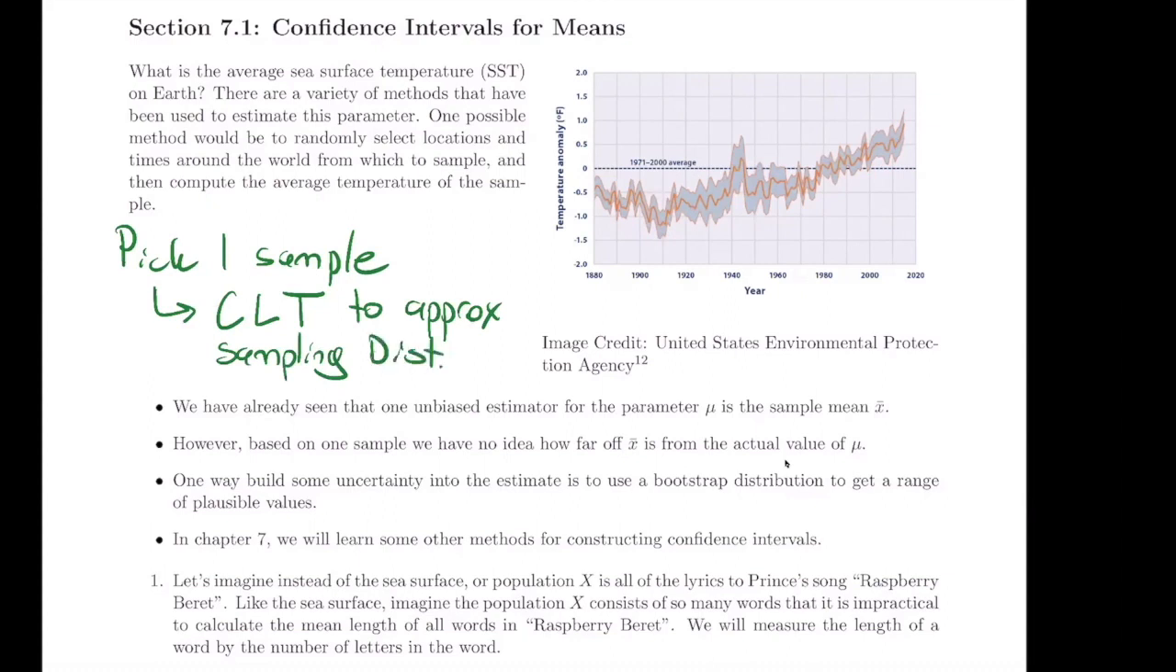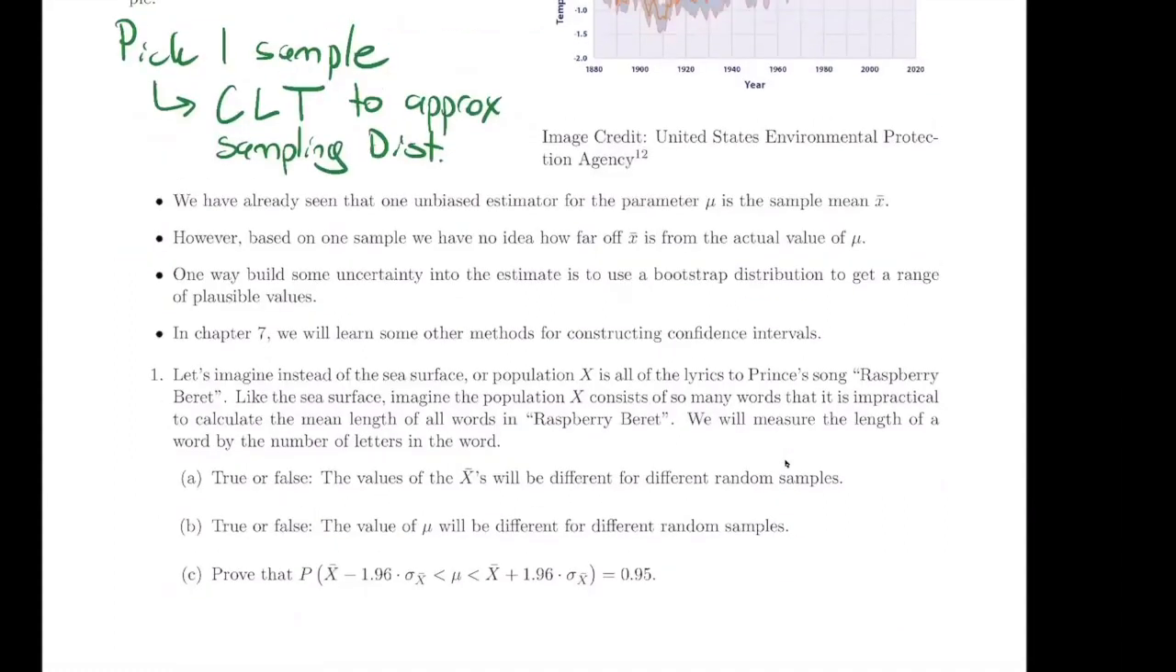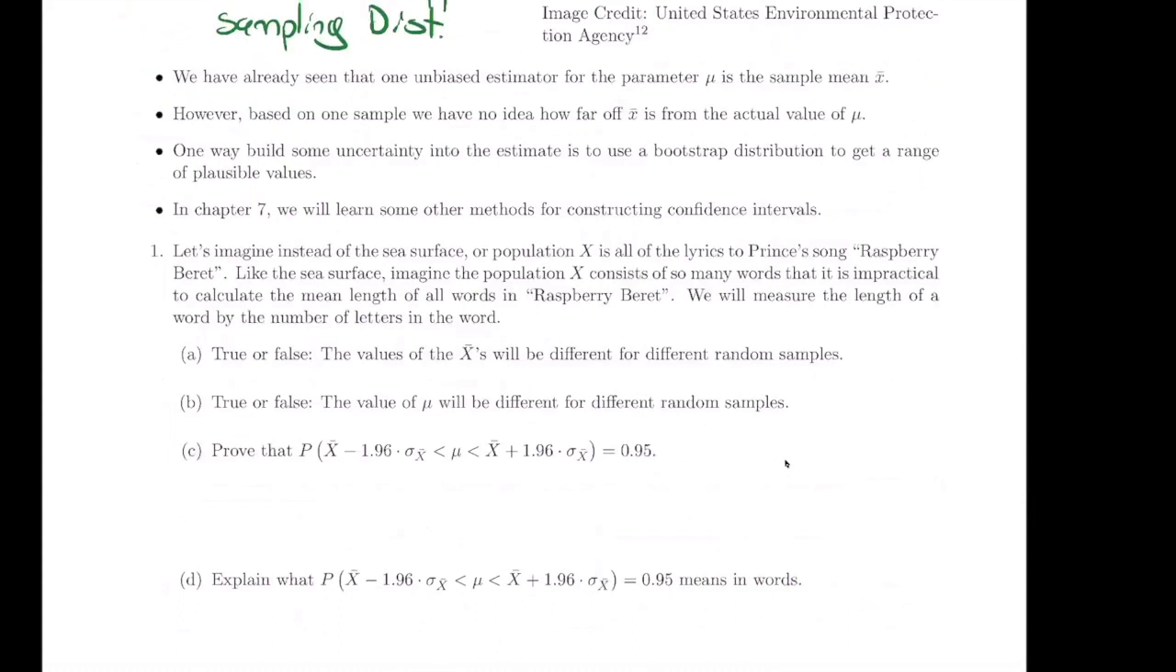And then based on that sampling distribution, we can use the sampling distribution similar to how we use the bootstrap distribution. So let's just consider here, rather than take on something really complicated like the temperature of the ocean, let's just say we have a population, and our population is going to be all of the lyrics of Prince's song Raspberry-Beret. You guys familiar with that? You can Google it. Yeah, old song back from the 80s.